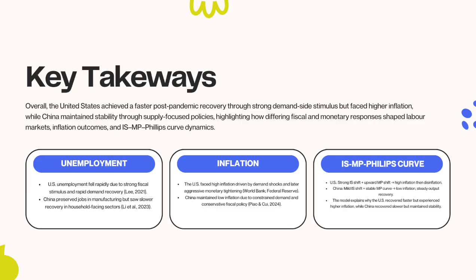The US experienced a deep downturn but recovered quickly thanks to its aggressive fiscal and monetary action, but with higher inflation. On the other hand, China maintained stable employment and inflation due to smaller demand shocks and steady policies. Overall, these models clearly show how different policy choices shaped labor markets, output, and inflation.